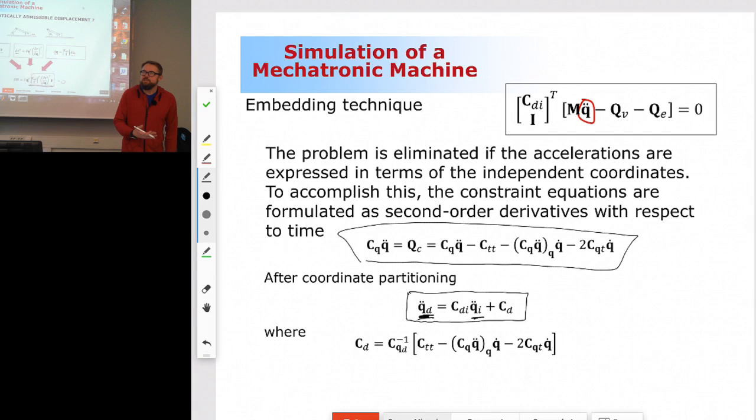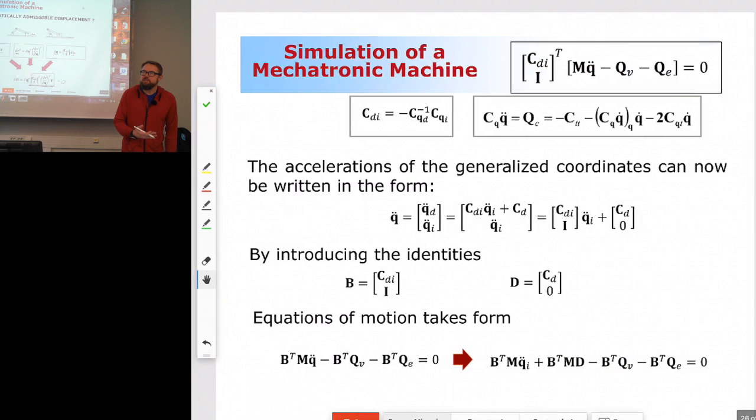Now those are related to the CDI, which we are already familiar with, and then we also have something that is called CD, and the CD is coming from this equation. CDI is quite straightforward. That's the one we used in the past. Now the new component is this CD, and it's coming here. Okay, without further details, let's call these components by certain names. What we're going to do then is express all the generalized coordinates at the acceleration level in terms of independent accelerations.